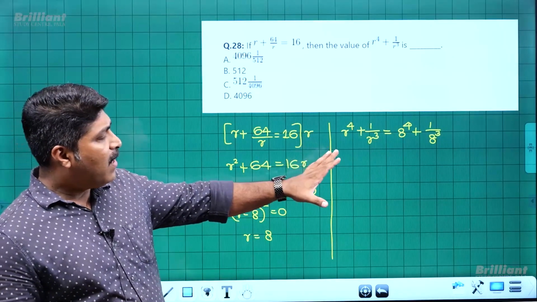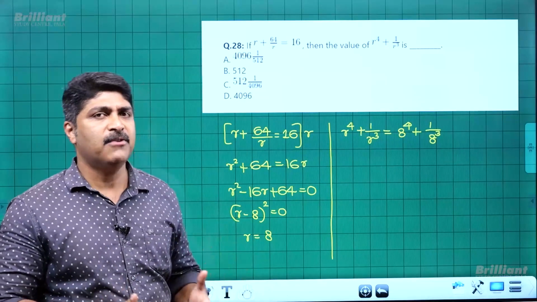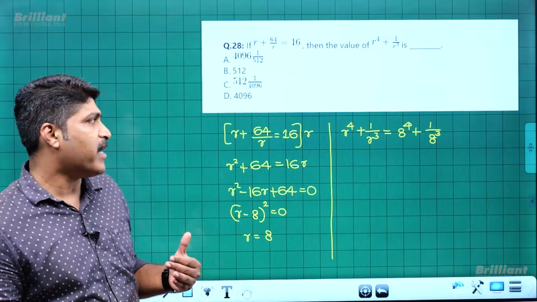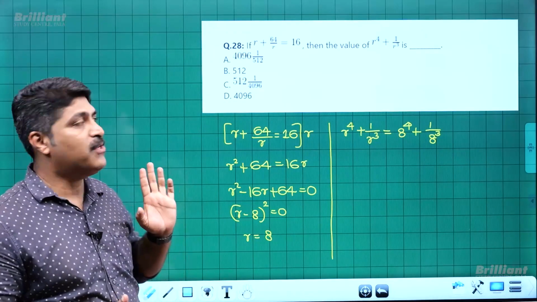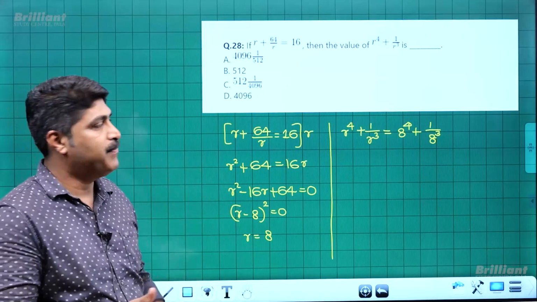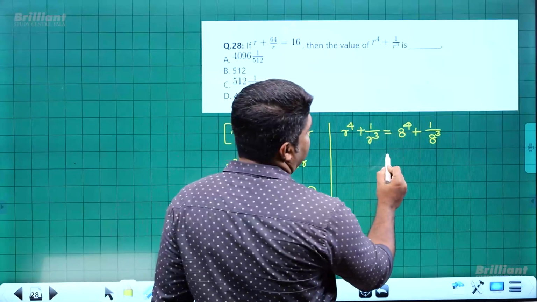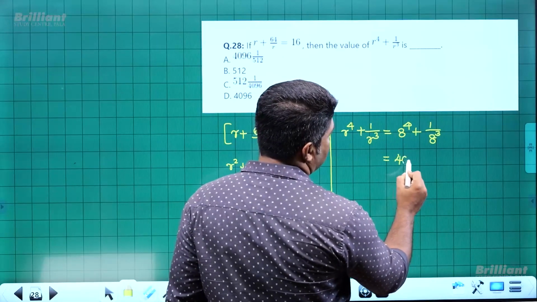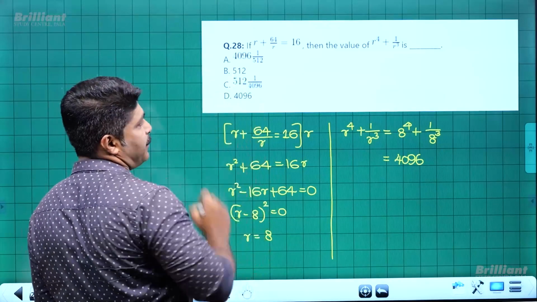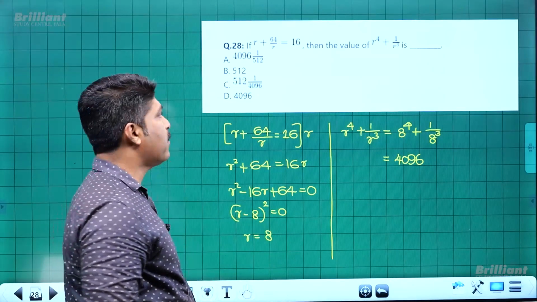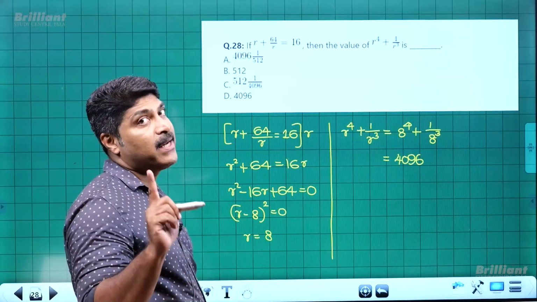Then, in which way do we have to proceed further? In such a time-constrained situation, you have to observe the options, in which way we have to produce it. So here nothing but this 8 raised to 4 is 4096. You will get it with the help of options. Anyway, 8 raised to 4 is not equal to 512. 8 cube equal to 512.